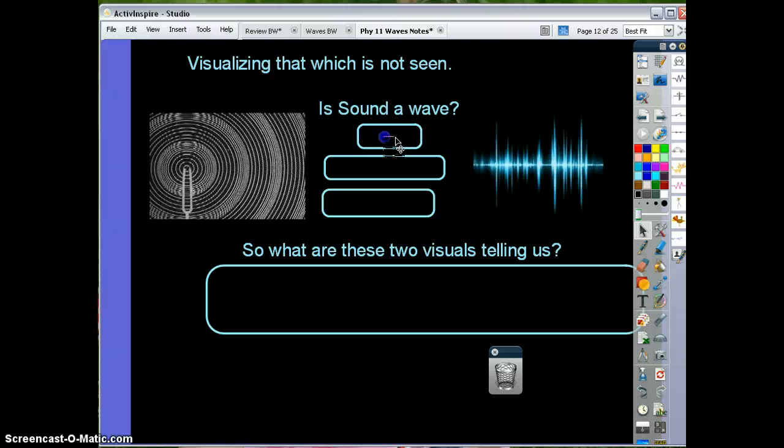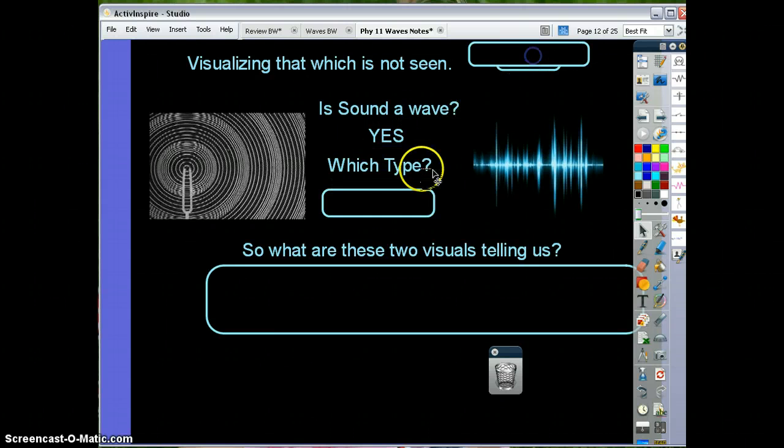So is sound a wave? The answer is yes, sound is a wave. What kind of wave? It is a longitudinal wave.